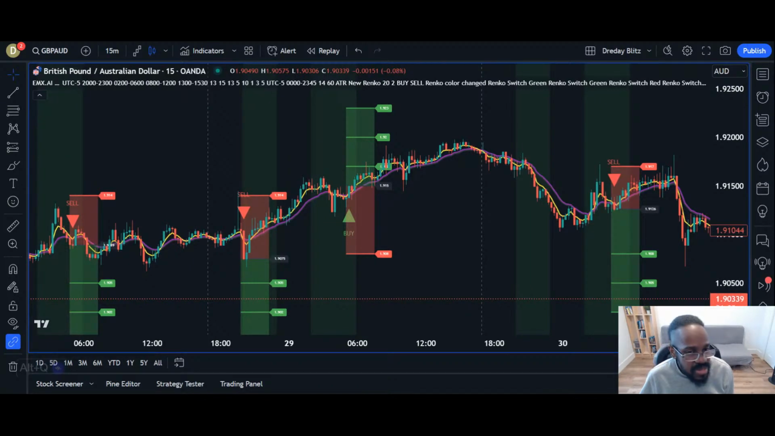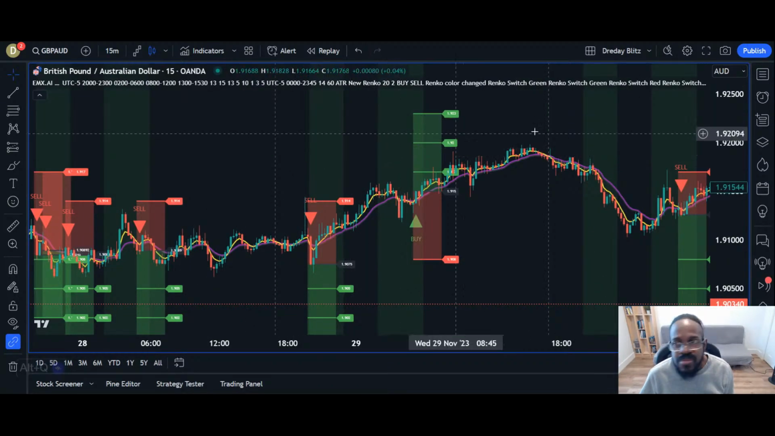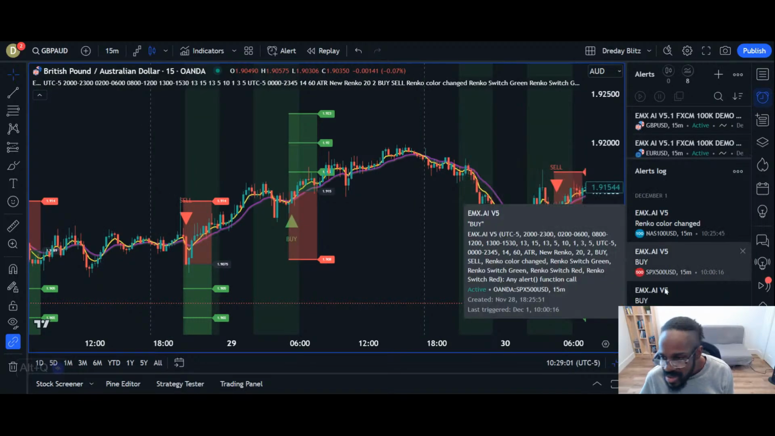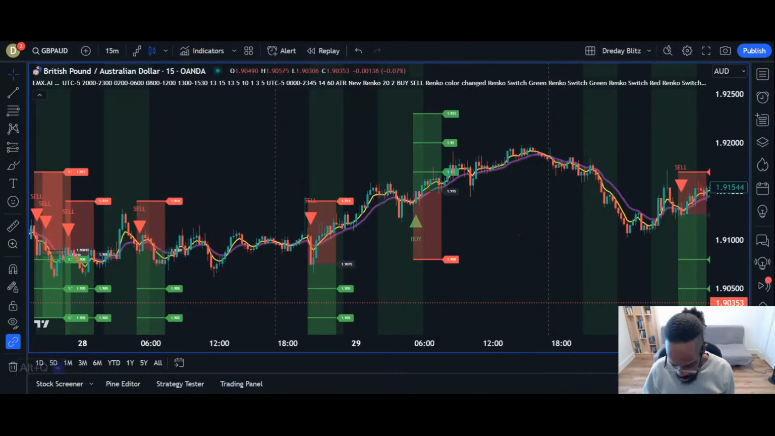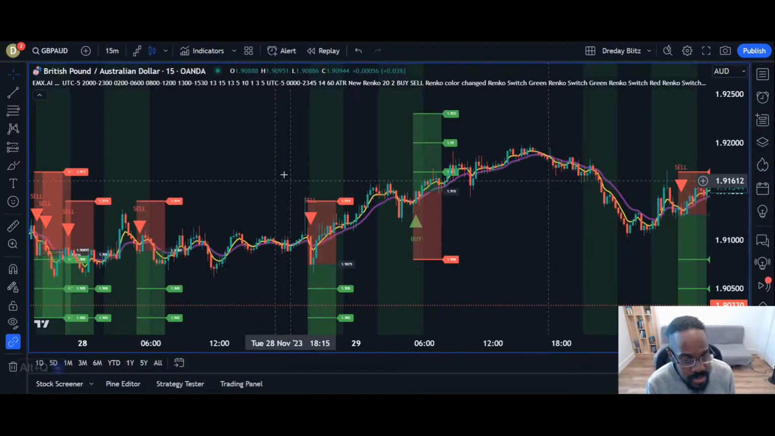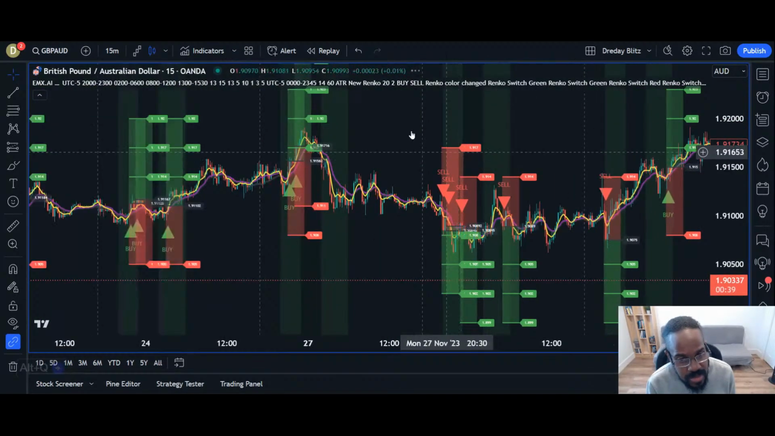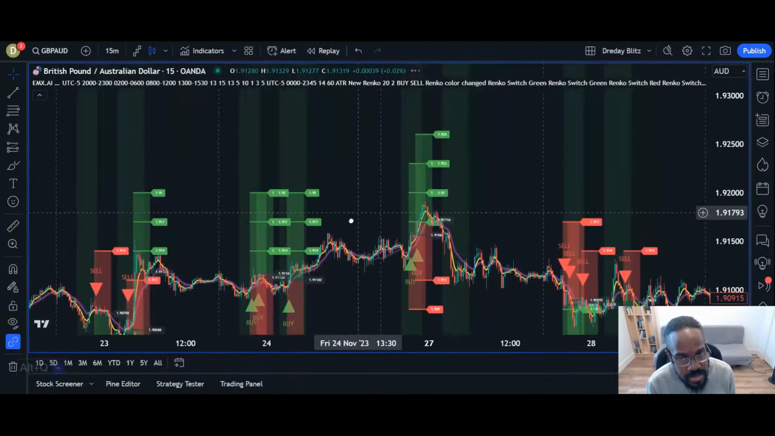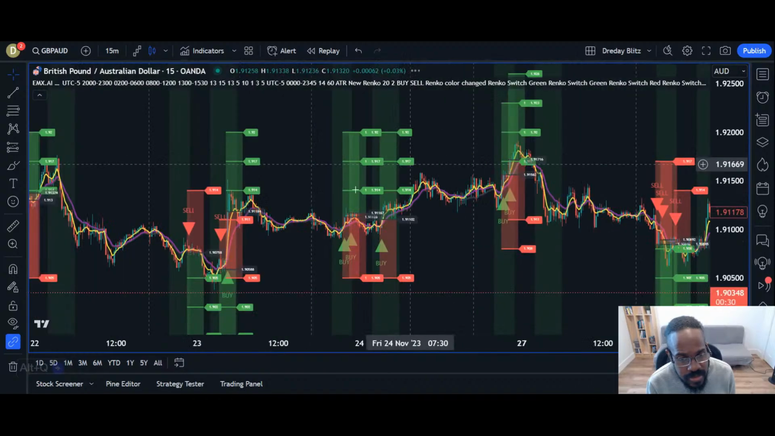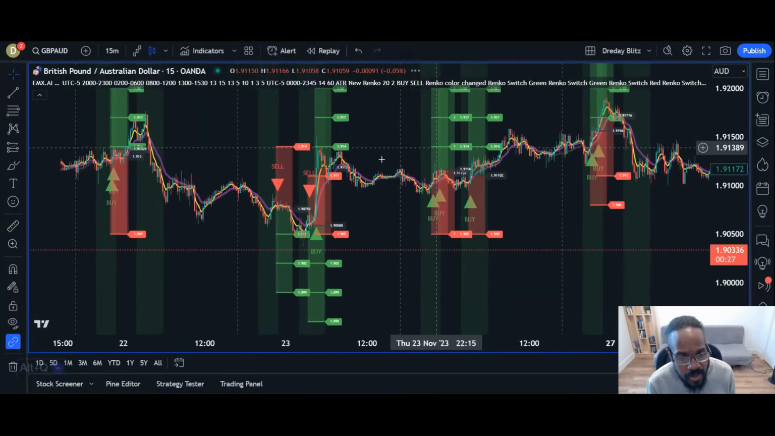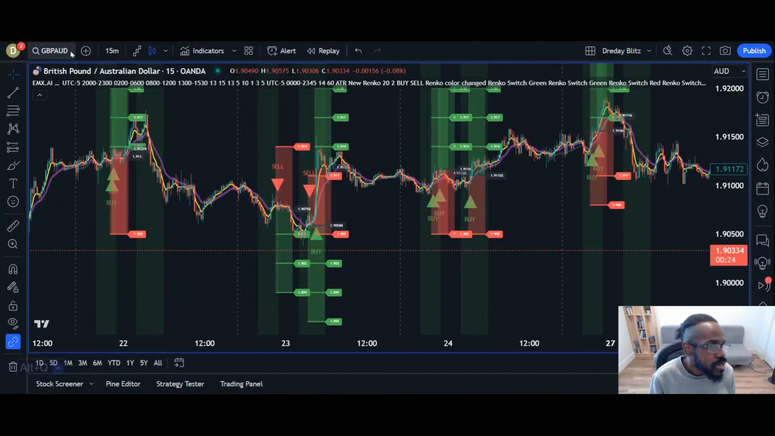That's pretty much it. So let's see. I think there was a signal. Yeah, the signal was the Renko switch. Okay, got it. The Renko switch. So pretty good trades here on GOLD.